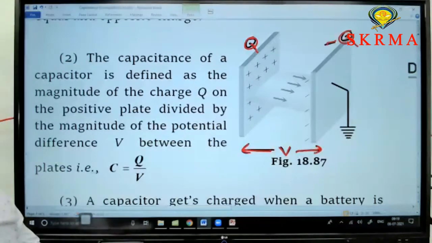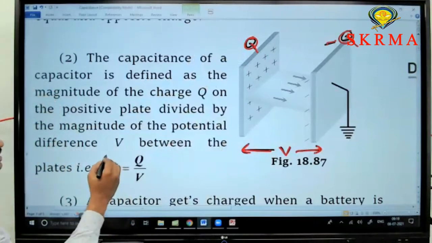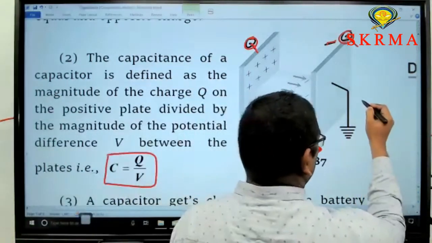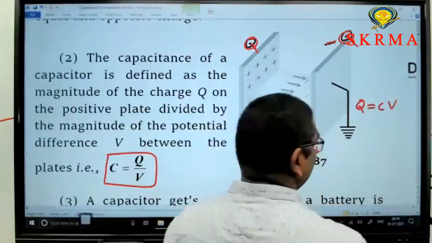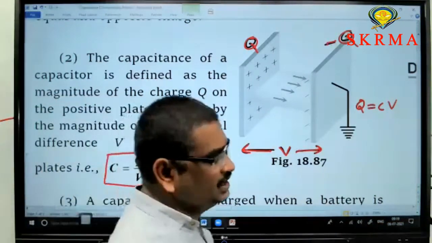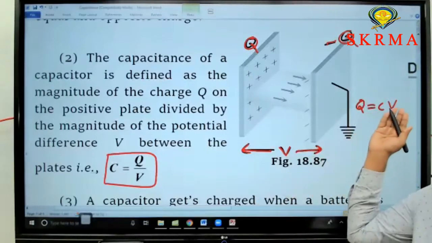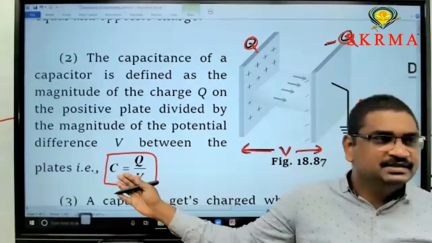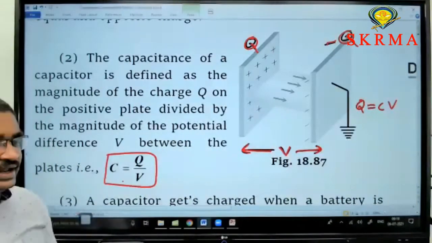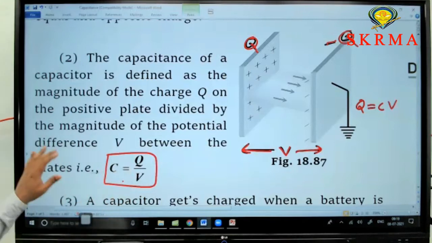For any capacitor, the relation between charge, potential and capacitance is given by C equal to Q by V. This is the basic condition. Or we can write it as Q equal to C into V. So the relation between charge, capacitance and potential difference is Q equal to CV, or C equal to Q by V.